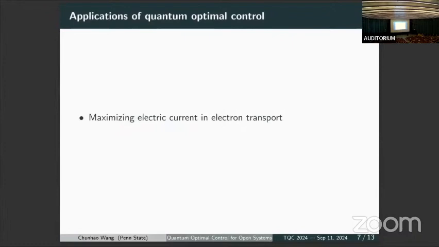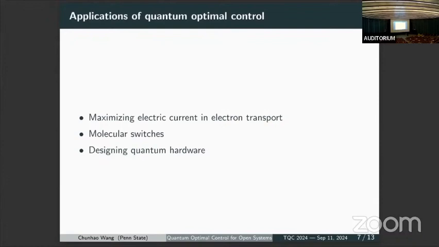There are a lot of applications for optimal control in both closed systems and open systems. For example, you can use it to maximize the electric current in electron transport, to implement molecular switches, and to design quantum devices. You might wonder, this doesn't make sense, because to implement this optimal control algorithm, you need fault-tolerant quantum computers. We don't have fault-tolerant quantum computers. How can we use it to design quantum devices?